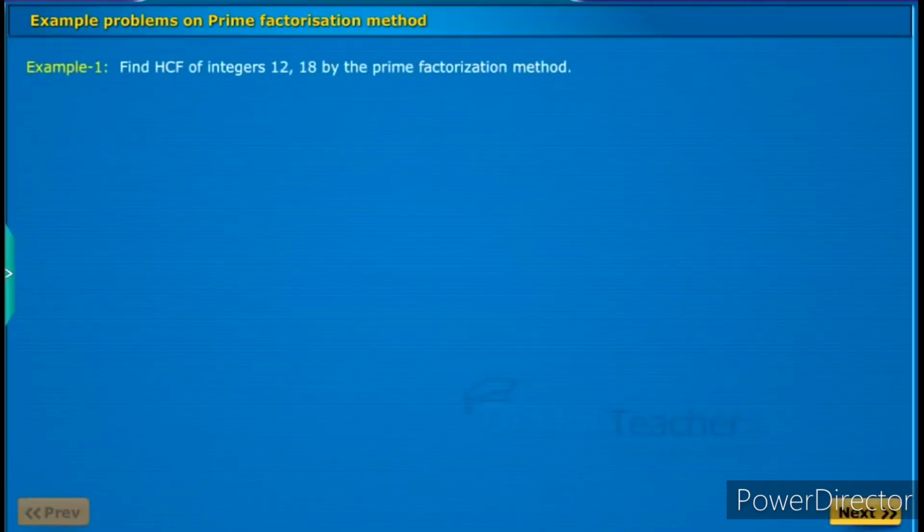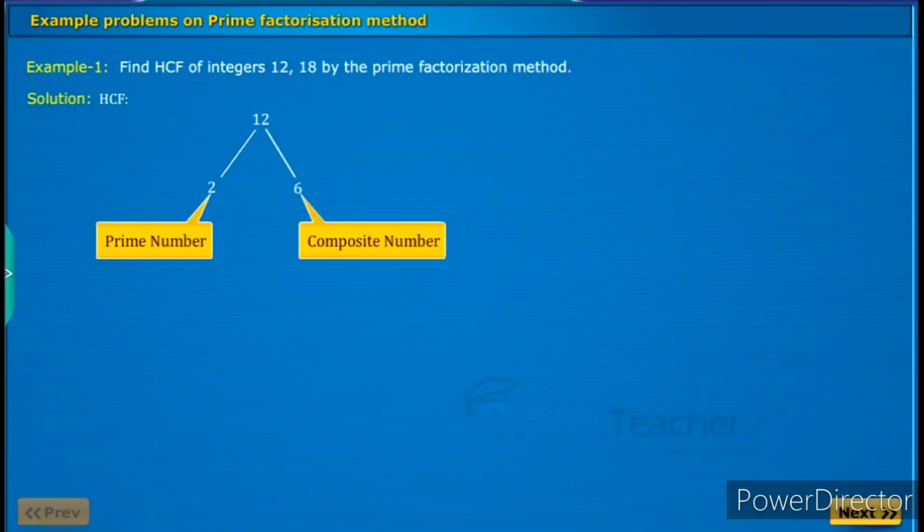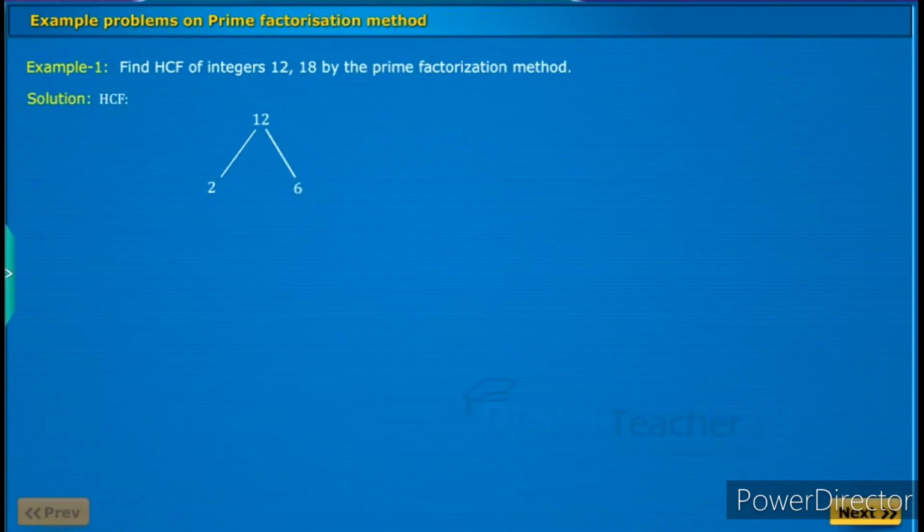Find the HCF of integers 12 and 18 by the prime factorization method. Solution. Consider the positive integer 12. To find its HCF, express it as a product of 2 and 6. Here 2 is a prime number and 6 is a composite number. Now, the composite number 6 can further be expressed as the product of two prime numbers 2 and 3. In this way, the number 12 is expressed as a product of prime numbers only.